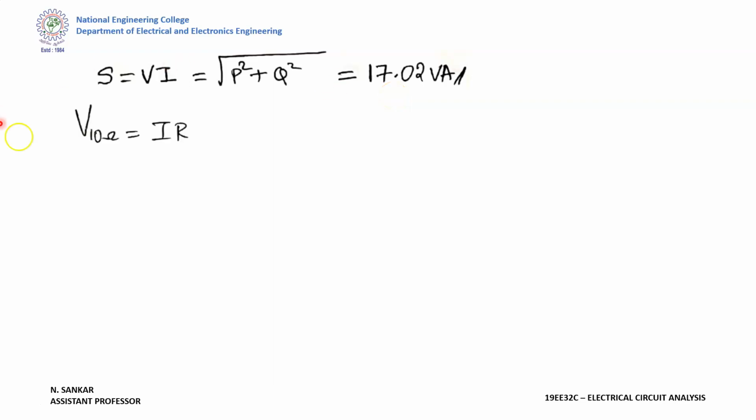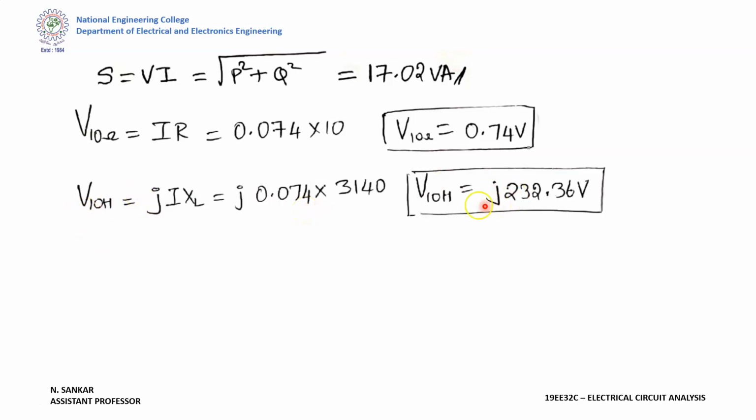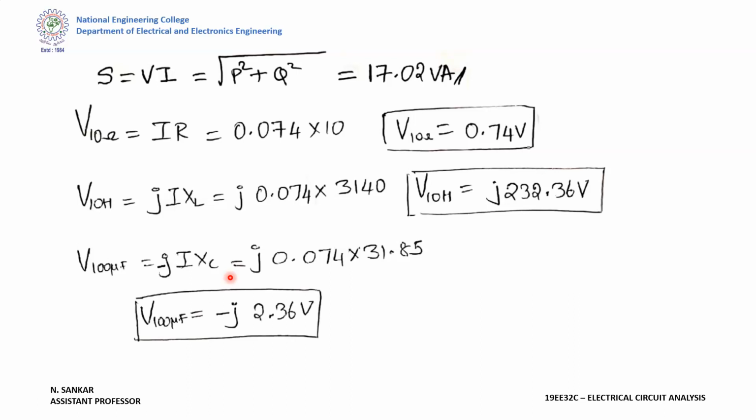Now again, voltage across each element. For 10 ohm it is 0.74 volt. Okay, for 10 Henry it is in terms of complex, that is j 232.36 volt. Similarly, for capacitor it is minus j I XC, which is equal to minus j 2.36. Here I have missed the minus sign. Okay, so here the voltage is minus j 2.36. If they ask for voltage across each element, you calculate, else just leave it. Okay, I just calculated this for understanding, to know how to calculate these things.